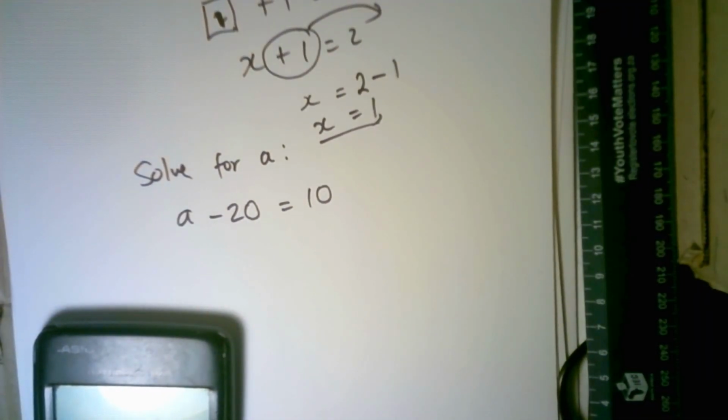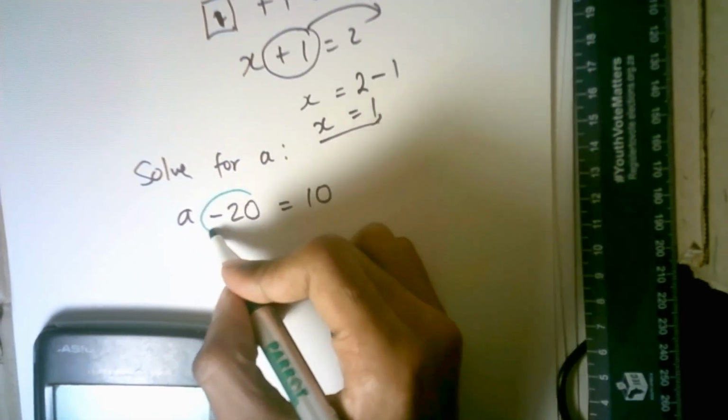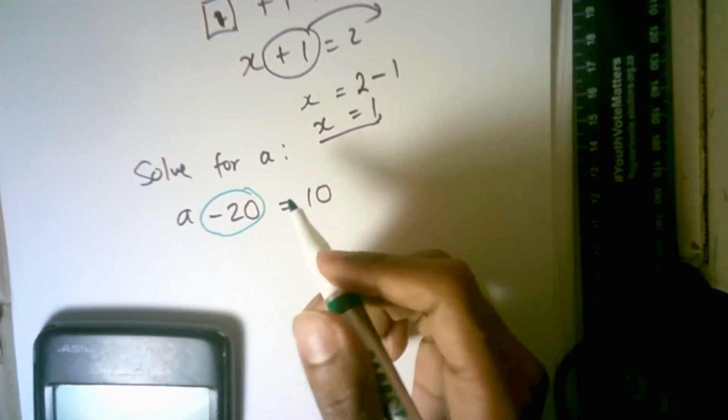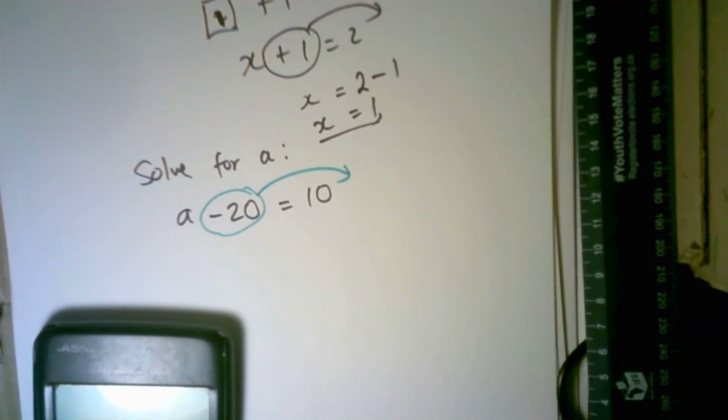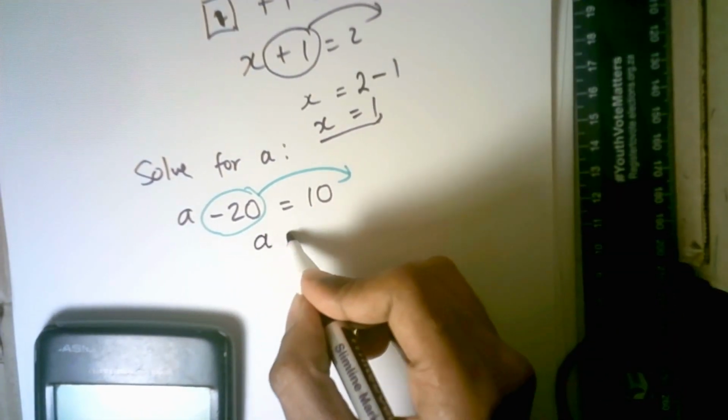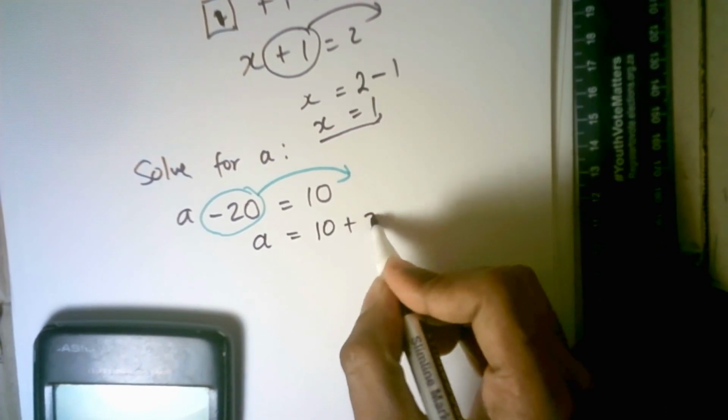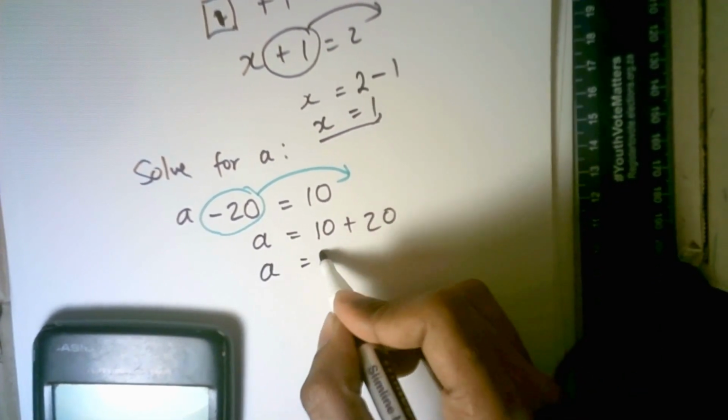To solve for a, I first need to get rid of the constant. The constant is negative 20. So I'm going to take negative 20 to the other side of the equation. I'm left with a is equal to 10 plus 20. A is equal to 30.